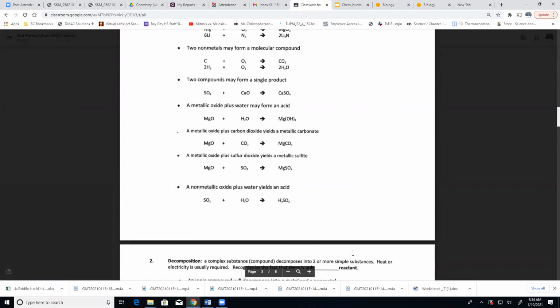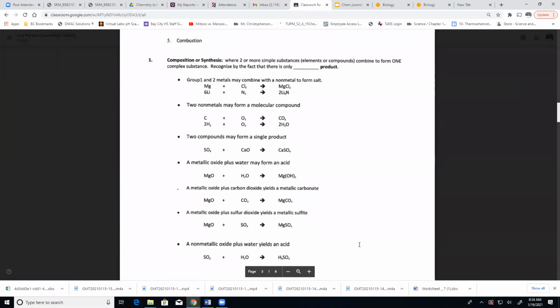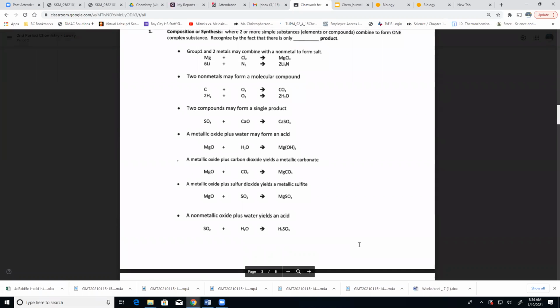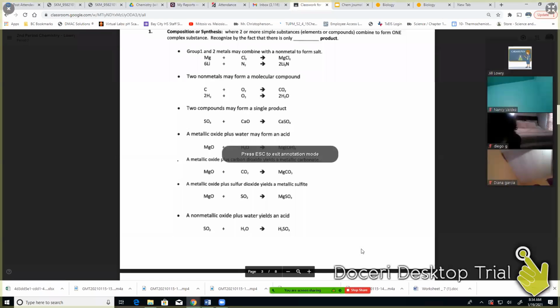So we're going to be talking about synthesis reactions. It's when two or more simple substances, it can be an element or a compound, combine to form one complex substance. And the giveaway is that we only have one product.